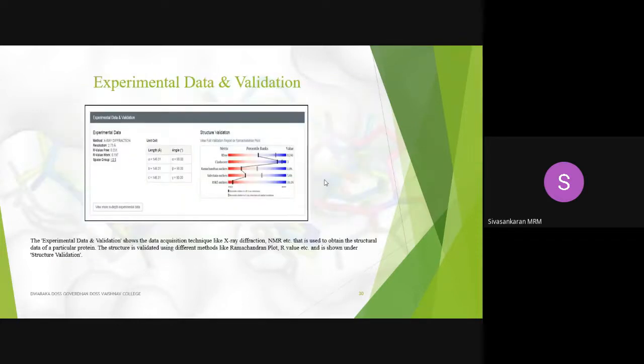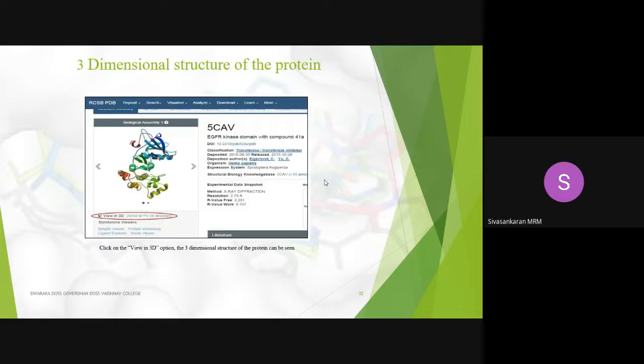Experimental data and validation gives you the overall information about X-ray diffraction, NMR, etc. It is used to obtain the structural data of a particular protein. The structure is validated using different methods like the Ramachandran plot and R value, and is shown under the structure validation column. So here we can get the information about the Ramachandran plot of the particular protein we are searching for. Entry history shows the previous history, whether a search has been done on the particular protein or whether it's a new type of protein. Everything comes under the entry history.